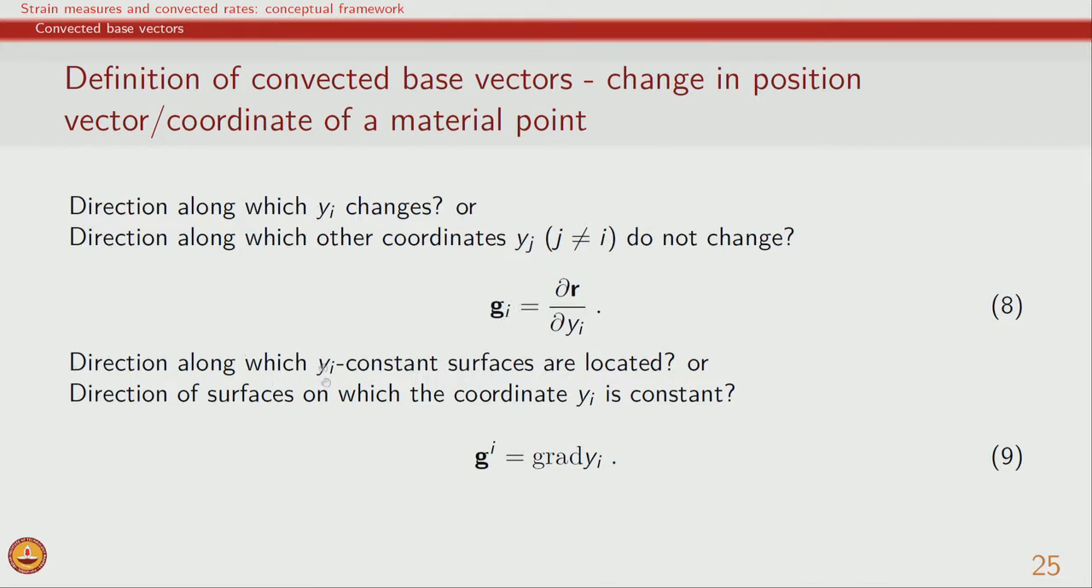The other question that we had asked is the direction along which yi constant surfaces are located, and therefore, there is a change in yi. How are these surfaces which are constant in yi located? That relates to the gradient of yi, and that is the reciprocal base vectors. Now, using these two definitions, we will again try to see how we define these base vectors for some simplistic situations.